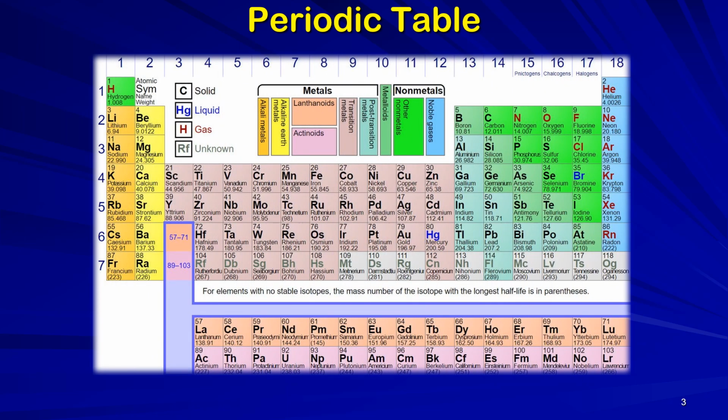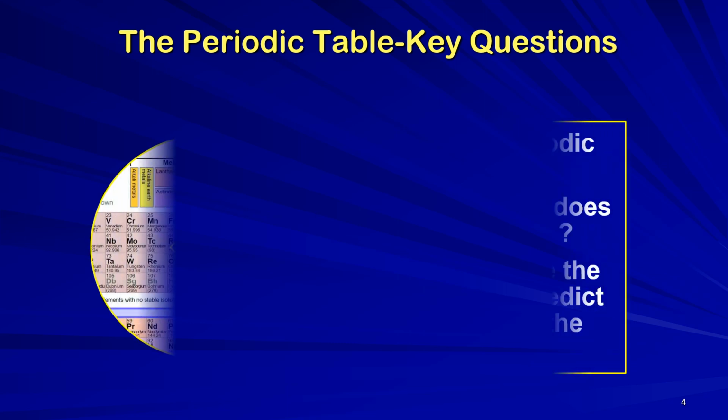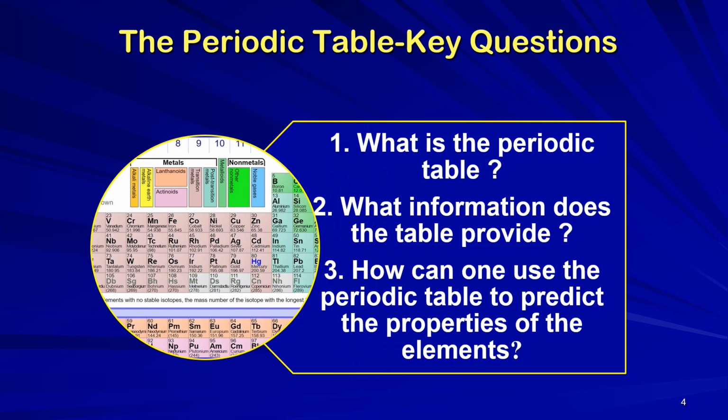Here is the periodic table we are talking about. You know it very well. And before we go further, let us have a look at the key questions one can ask himself or herself about the periodic table. What is the periodic table? What information does the periodic table provide? How can one use the periodic table to predict the properties of the elements? These three questions will all be answered in this unit.